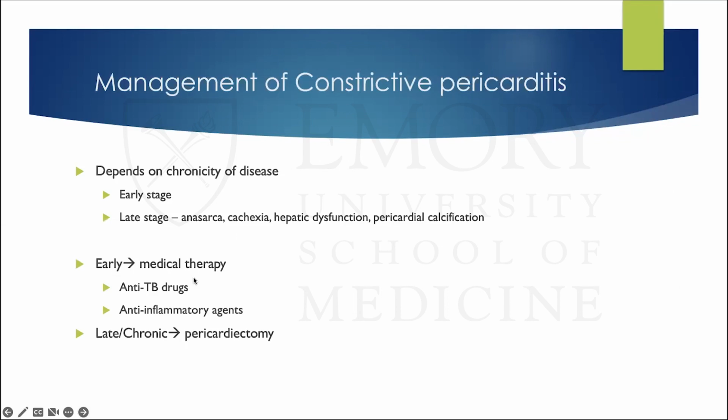So the last thing I'll touch on is the management of constrictive pericarditis. It depends on the chronicity of the disease, where early stages are managed more so with medications, depending on the etiology, whether it's inflammation or tuberculosis. Obviously, it can slow the progression. In terms of anti-inflammatory agents, you can use NSAIDs, colchicine, steroids, or even in severe cases, immune modulator therapy. Whereas patients who have more late-stage disease, such as our patient, where you have liver dysfunction, calcification of the pericardium, anasarca, then you pursue pericardiectomy in those patients.